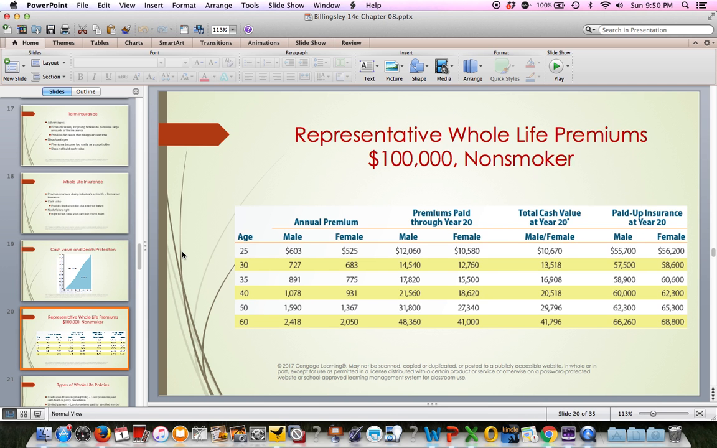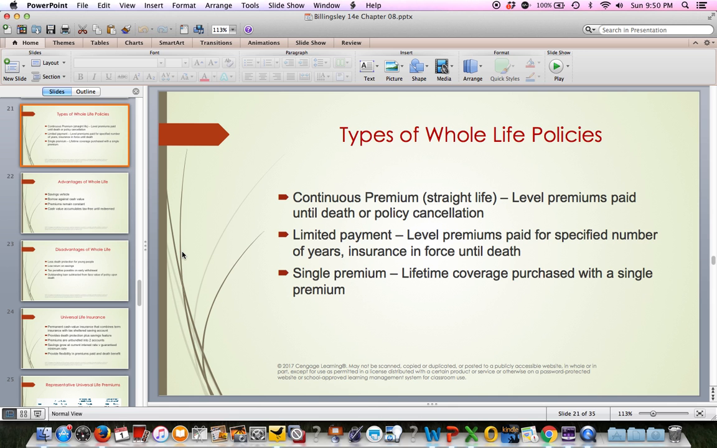My suggestion for almost everybody would be to go out and buy term life insurance. It's very affordable. It's very easy to get. There are several very reputable companies that sell it. It's a very easy thing to do.